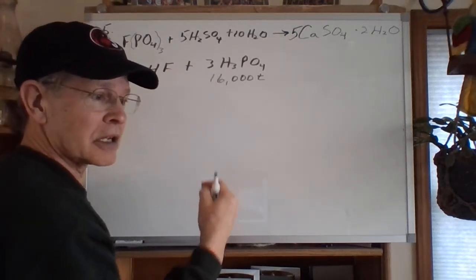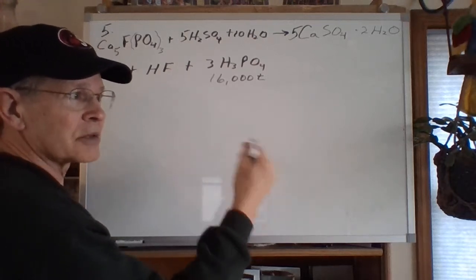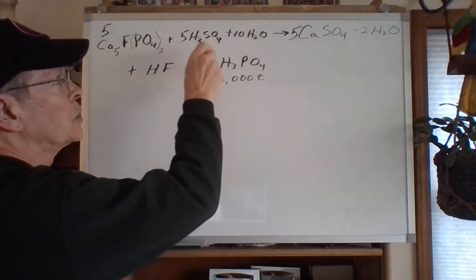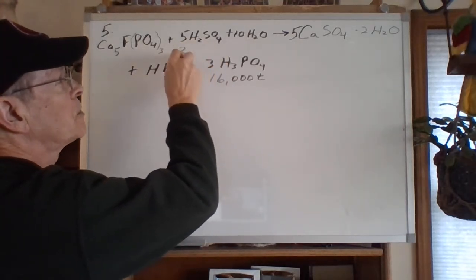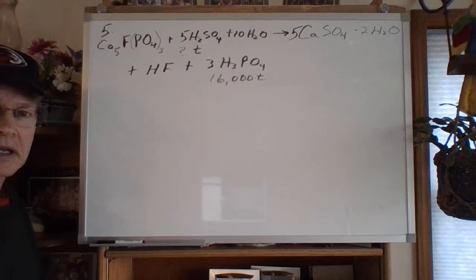1,000 grams is in a kilogram. 1,000 kilograms is in a metric ton. So 1,000 times 1,000 is a million, 10 to the 6th instead of 10 to the 3rd. So our question is, how many tons of this sulfuric acid will be needed?